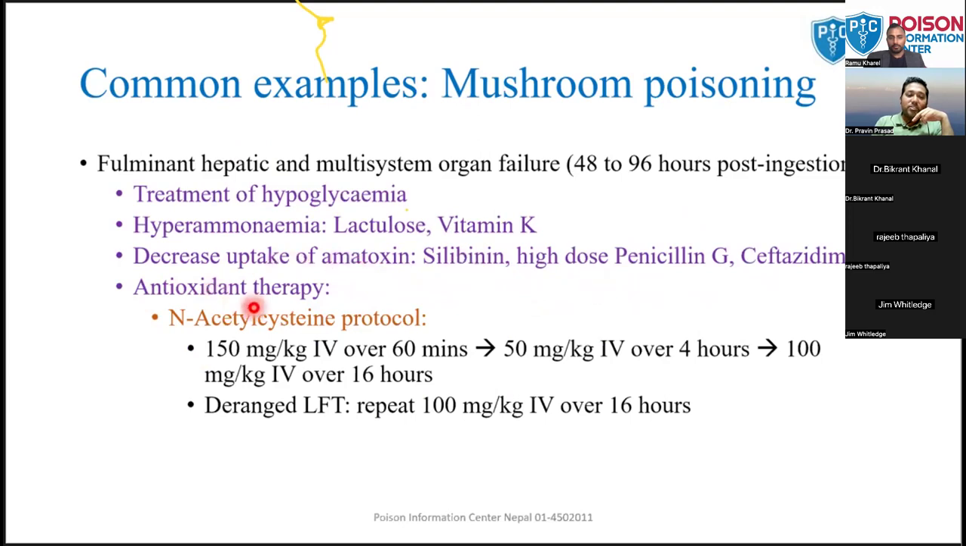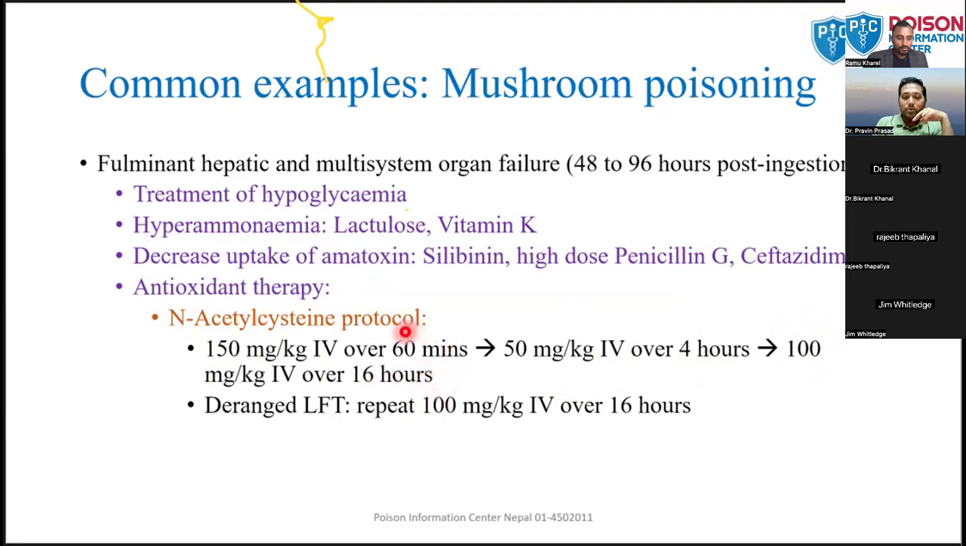Other than that, antioxidant therapy can be tried to save the liver. For this, we can go for N-acetylcysteine, our favorite. That is also commonly used for paracetamol poisoning. The initial dose, the protocol will be almost the same. We want to start with 150 milligram per kg IV over 60 minutes initially. Then you want to slow down to 50 milligram per kg over 4 hours. And then you want to continue with 100 milligram per kg over 16 hours.